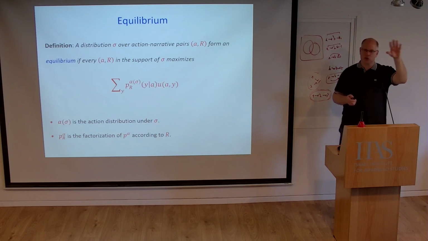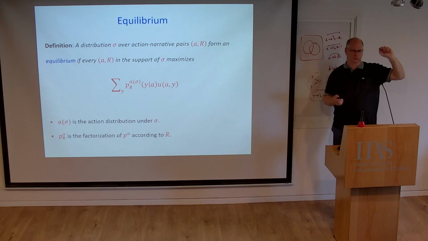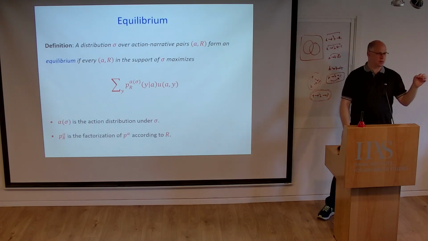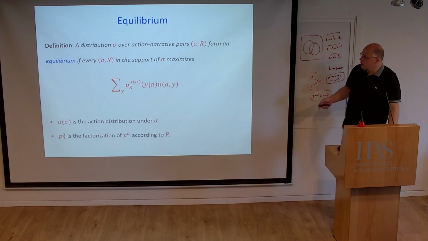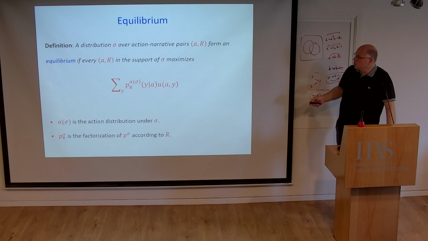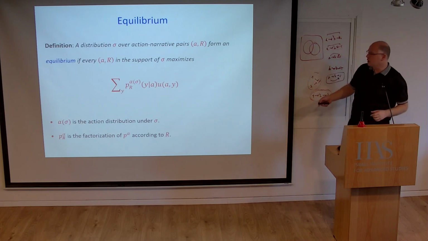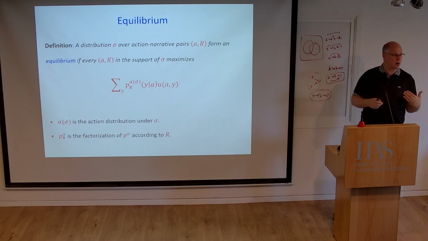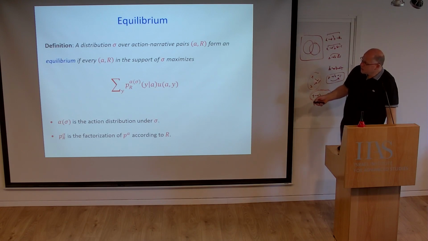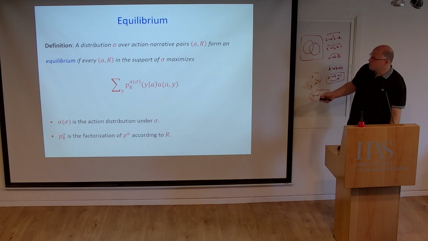So remember, P sub alpha is the joint distribution induced by alpha. So alpha sigma is the marginal of sigma on actions, and P alpha sigma is therefore the joint distribution over everything given by this alpha. But there is this P sub R here. So for this calculation, we're not looking at the true distribution, but we're looking at the subjective distribution that is induced by the narrative R. So the representative agent calculates his expected utility with respect to this belief P alpha sub R. The pair A, R has to maximize this thing.